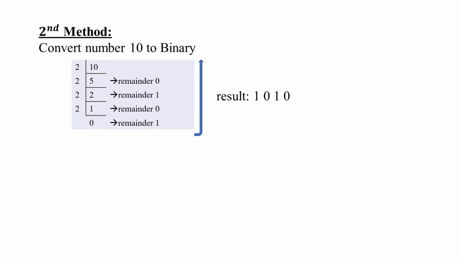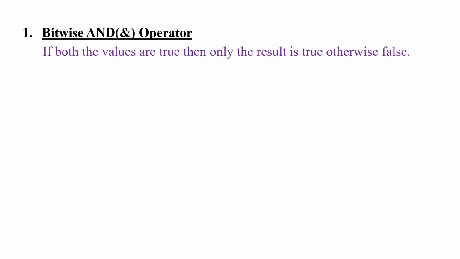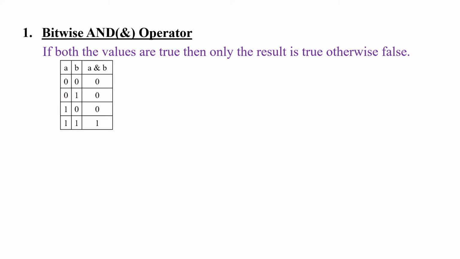Next, the bitwise AND operator. If both the values are true, then only the result is true, otherwise false. Here we can see the table of values A and B. Here 0 means false, 1 means true. The output is 1 when both the values of A and B are 1. In the remaining cases, the output is 0.